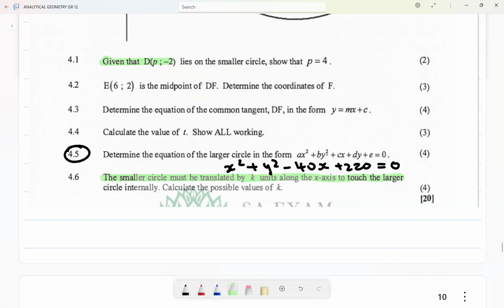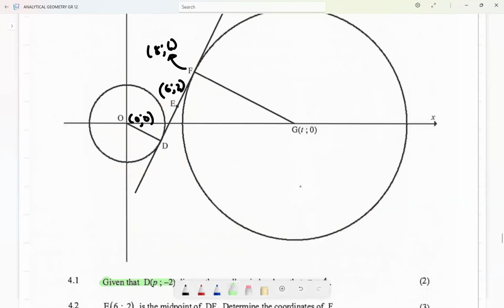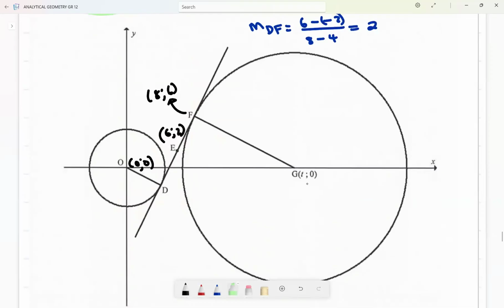Let me repeat that. The small circle must be translated k units along the x-axis to touch the larger circle internally. Calculate the possible values of k. I'm going to show you the values of k that are possible for this one.